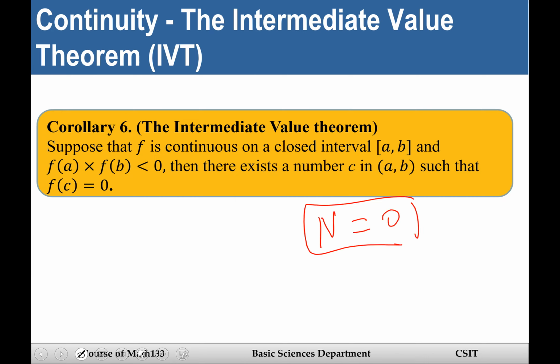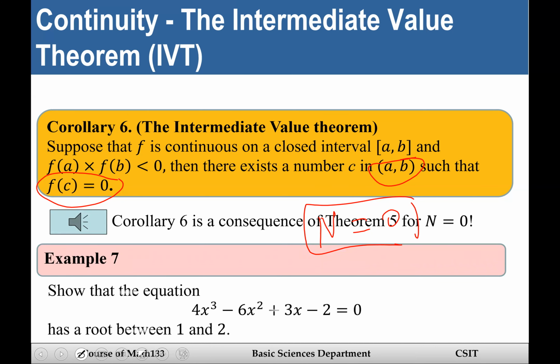Then we can conclude that there is c in the open interval (a, b) such that f of c is equal to 0. And this corollary is often used because in general we will look for the roots of the function. So instead of the original IVT, we will use corollary number 6.